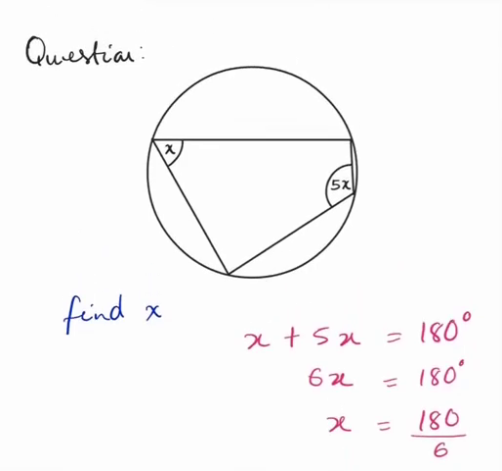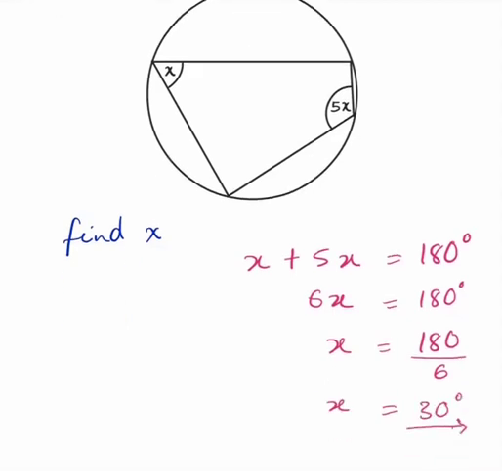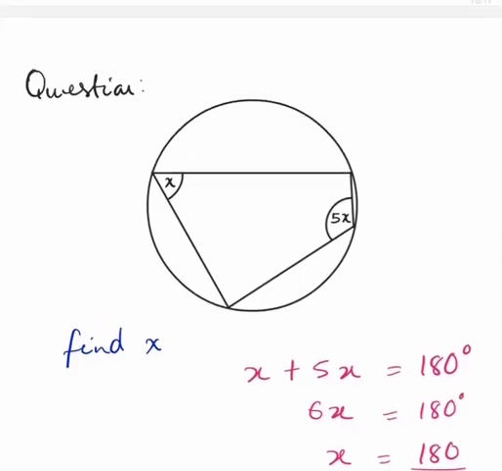The question did not really ask us to find the size of each angle in the diagram. It simply asked us to find x, or what is the value of x. And we solved and found x as 30. So that is our solution.